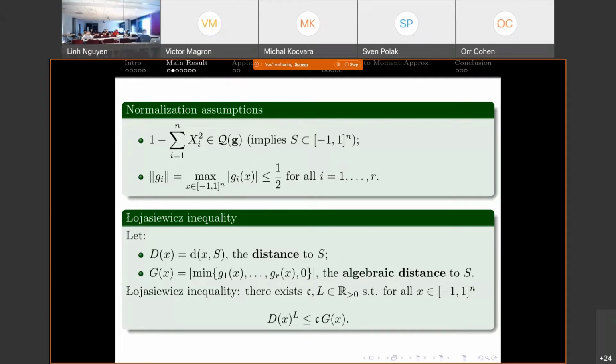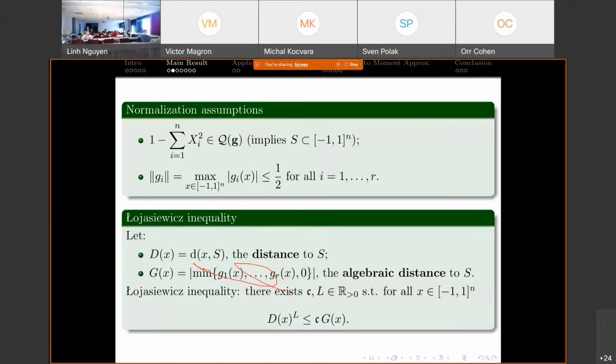On the other hand, if x is not in S, then the distance will be strictly positive. And for G of x, what we have is that at least one of the g_i will be strictly negative, and so this capital G of x will be strictly positive. And okay, so this, sorry, how can I cancel? I don't know.